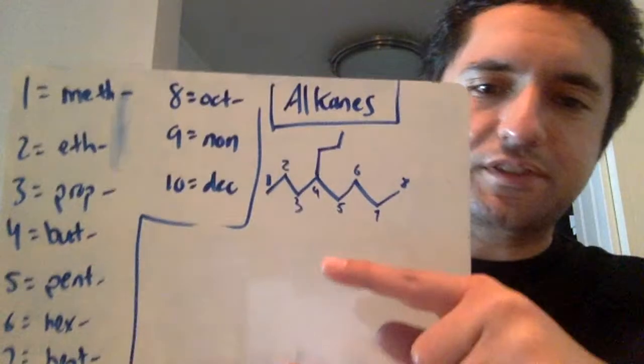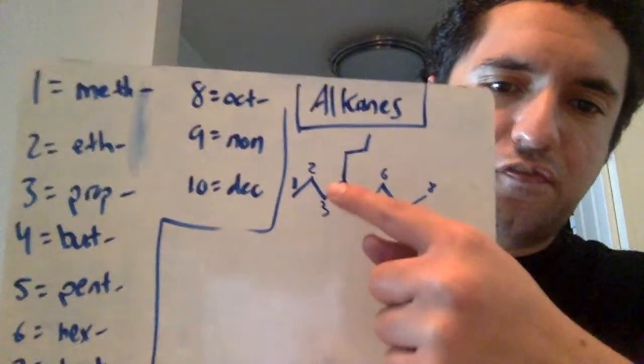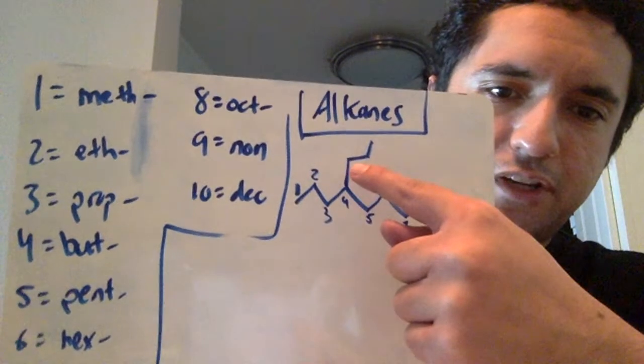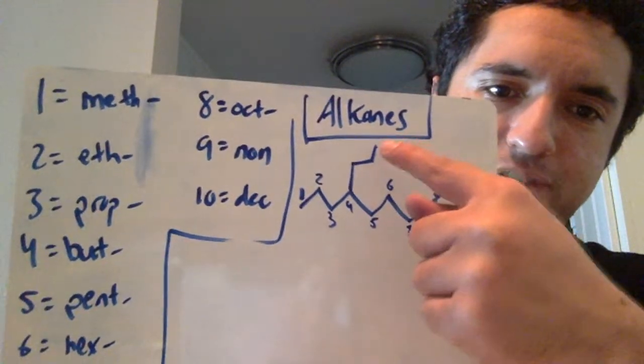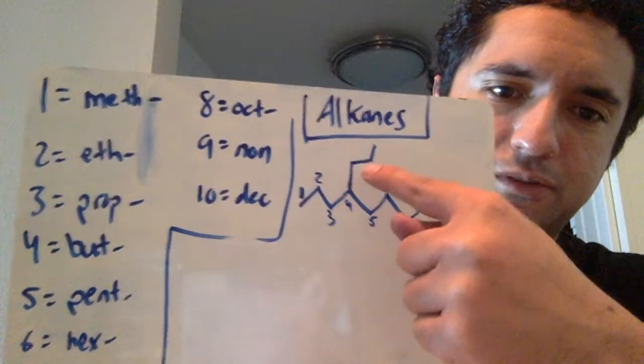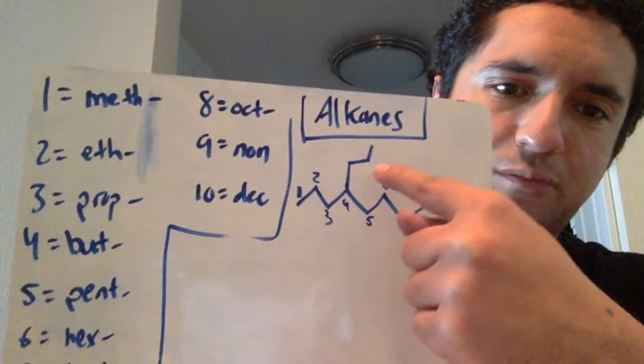And so notice on the 4th carbon, you get a branch of 3 carbons here, because again, each corner is a carbon, 1, 2, 3. So off of the 4th carbon, you get a branch of 3.